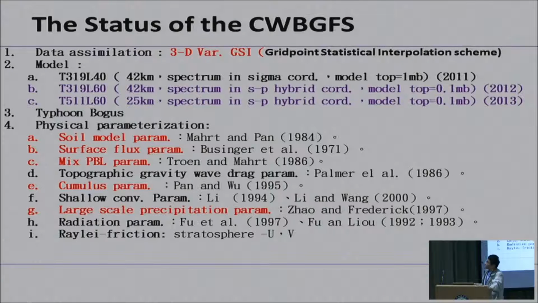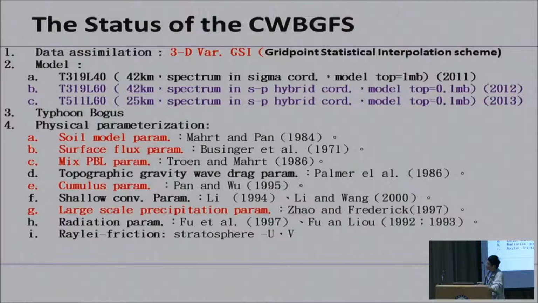This is the status of the CCliCS GFS. For data assimilation, we use 3D-Var GSI. For the model, I have shown it in previous slides. The forecast model now is 319L40. The other two we are testing now. Hopefully we can run the 511L60 in the late part of this year. When a typhoon is present, we do typhoon bogus. I will talk about it later.